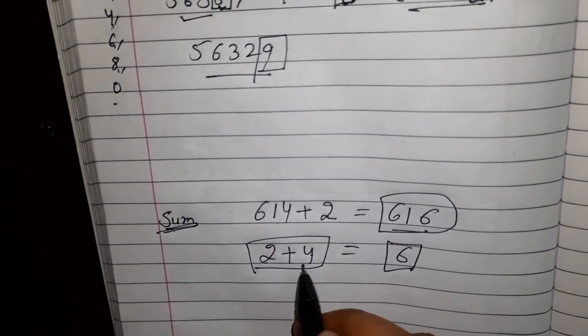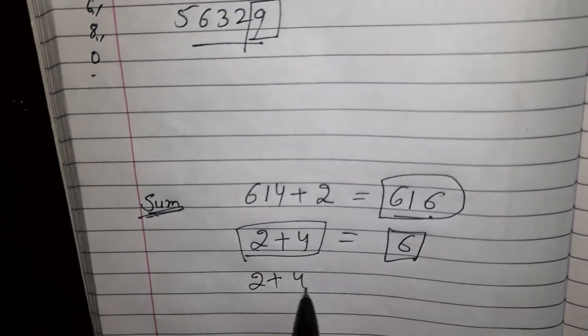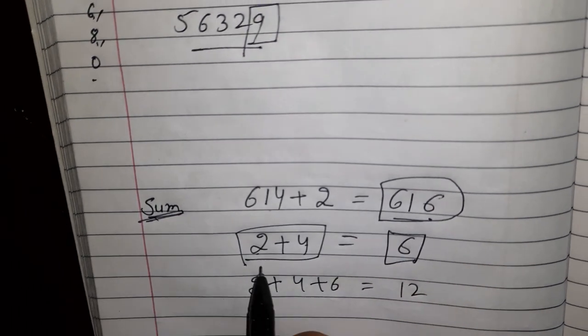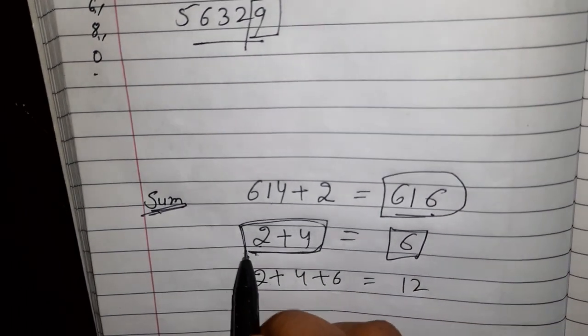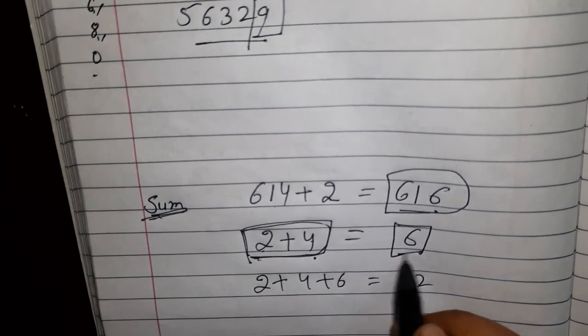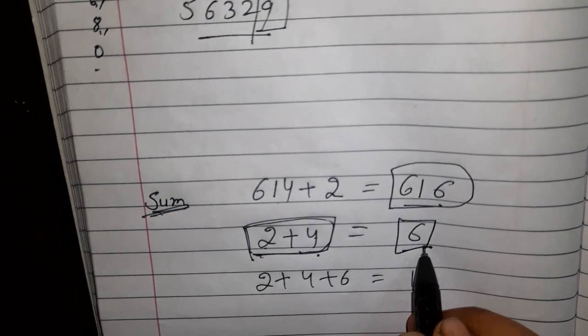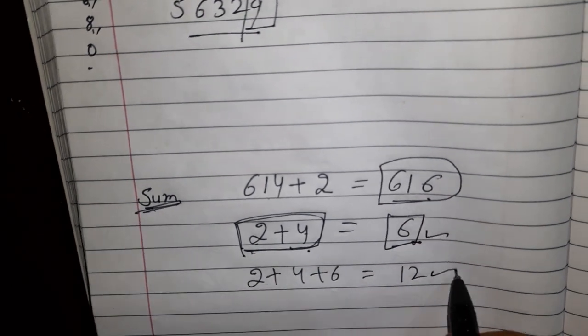Suppose I add three even numbers, 2 plus 4 plus 6. What is it? 12. So the sum of even numbers is always an even number. Understand? When you add even numbers, your answer will be an even number. Now come to the odd numbers.